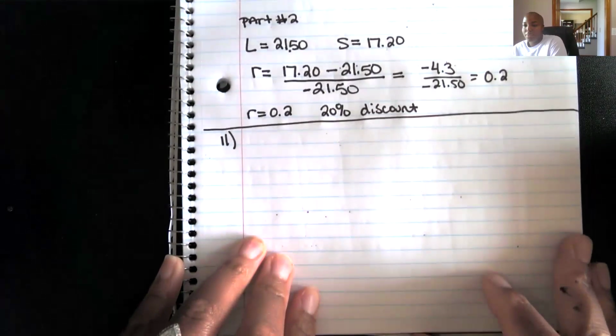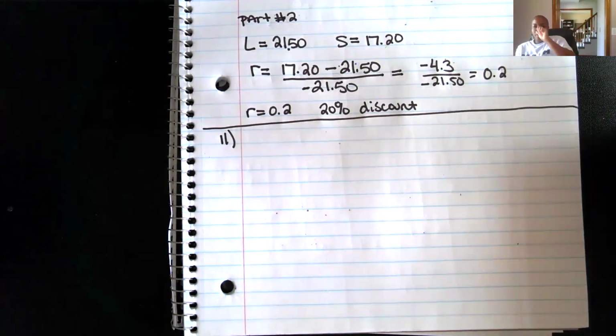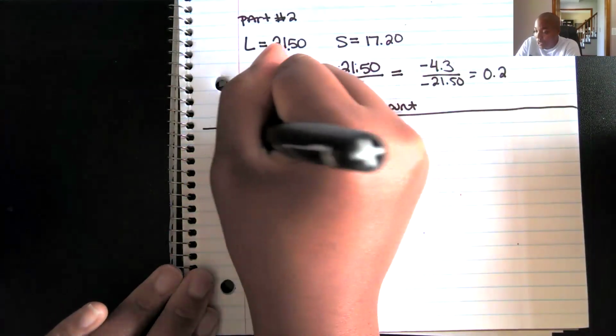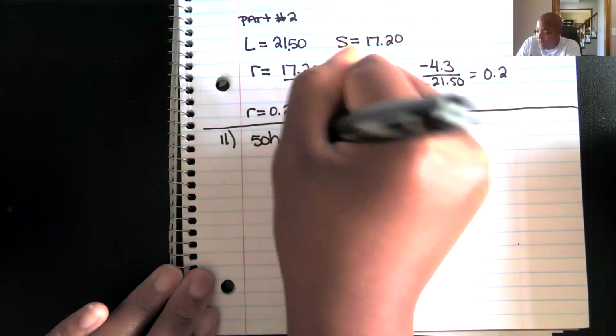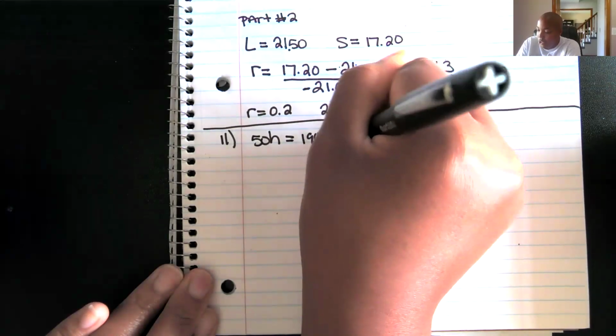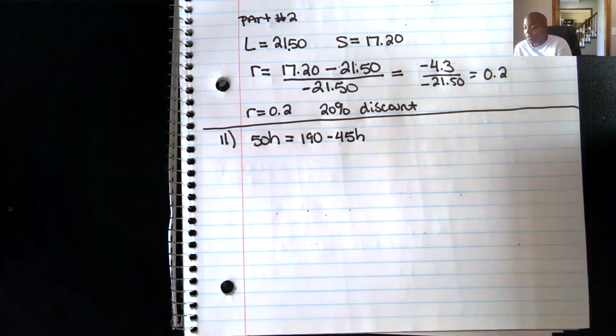All right, number 11. You and your friend drive toward each other. The equation 50h equals 190 minus 45h represents the number of hours until you and your friend meet. After how many hours will you meet? All right, so we have an equation, 50h equal to 190 minus 45h. We just have to solve for h.